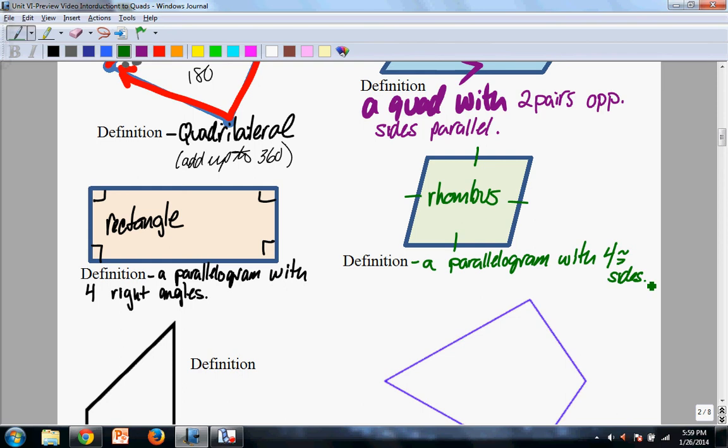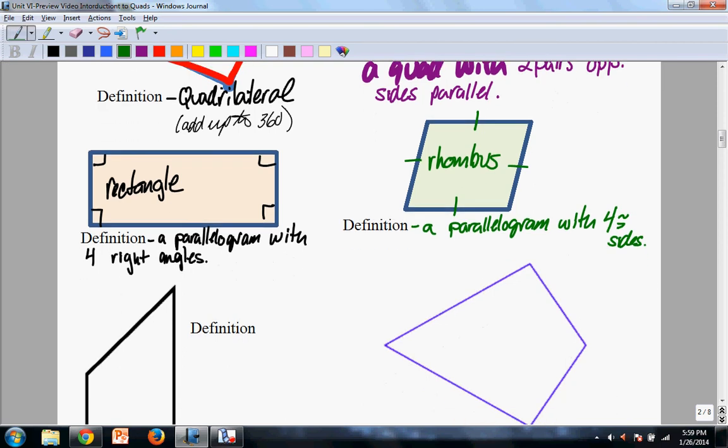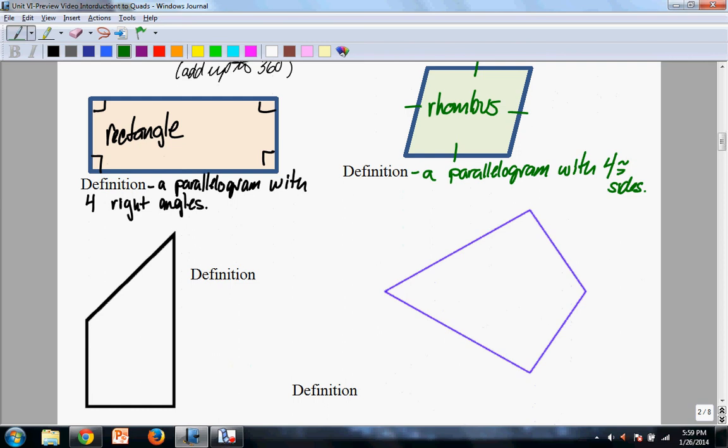So both a rectangle and a rhombus are parallelograms. And if you take both qualities of a rectangle and a rhombus, put a little arrow here in the middle, if a rectangle and a rhombus get married and have a kid, they're going to have a square, because a square has both 4 right angles and 4 congruent sides. So that's an additional quad.